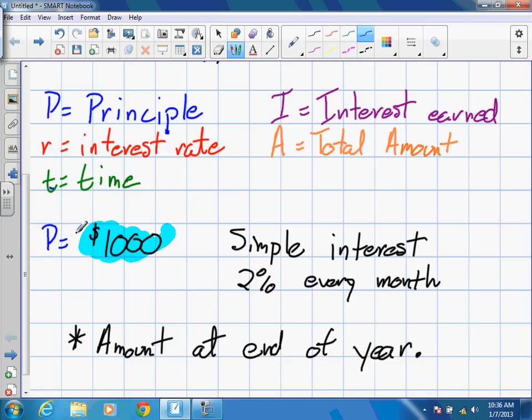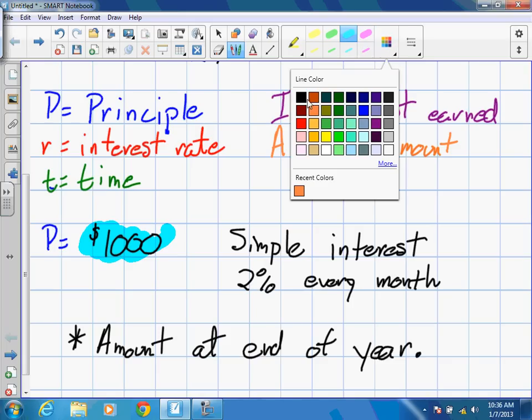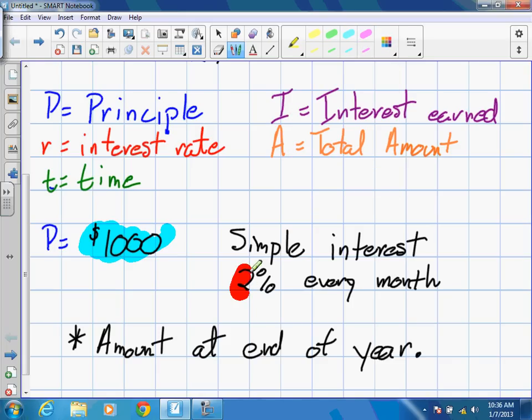What is our interest rate? 2% every month. Anyone know how they describe that? Yeah, you guys are so smart. So, 2% monthly. That's what they'll call it. 2% monthly. Every month or monthly. So that's going to be our R.